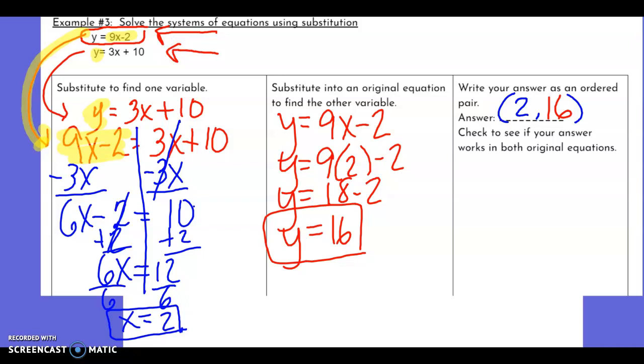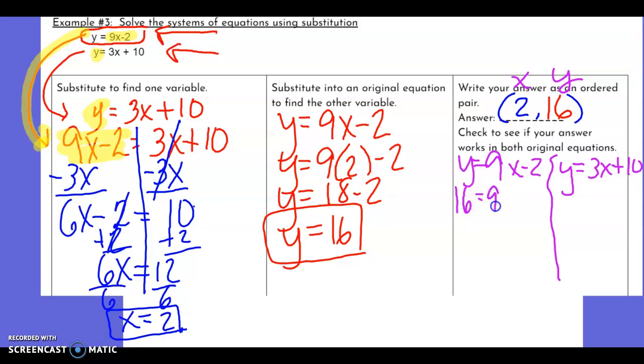Now, I know it's a little bit of work, but it's always good to check to see if your answer works for both equations. So remember our two equations were y equals 9x minus 2, and our other equation was y equals 3x plus 10. Let's put 2 in for x and 16 in for y into each of these equations to see if it works. If it does, we know for sure we have the right answer. So I would take the first equation. It would be 16 equals 9 times 2 minus 2.